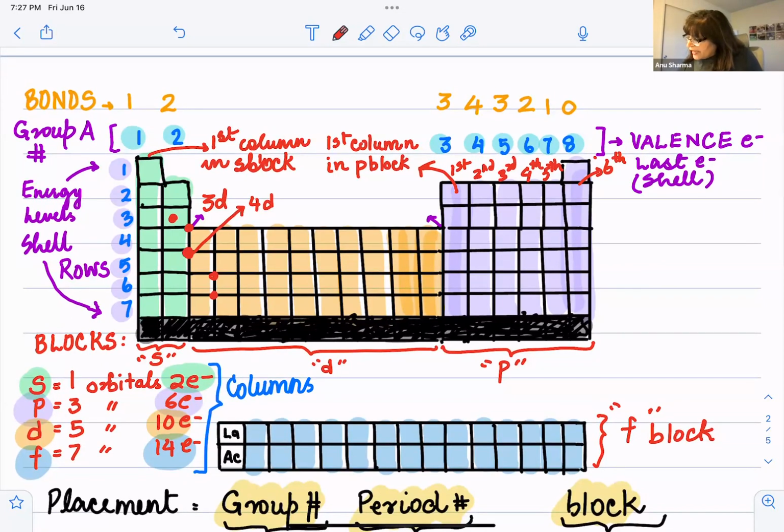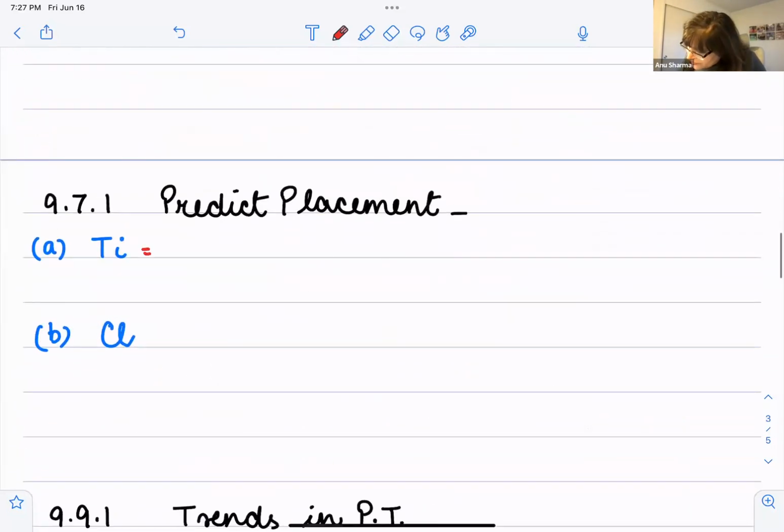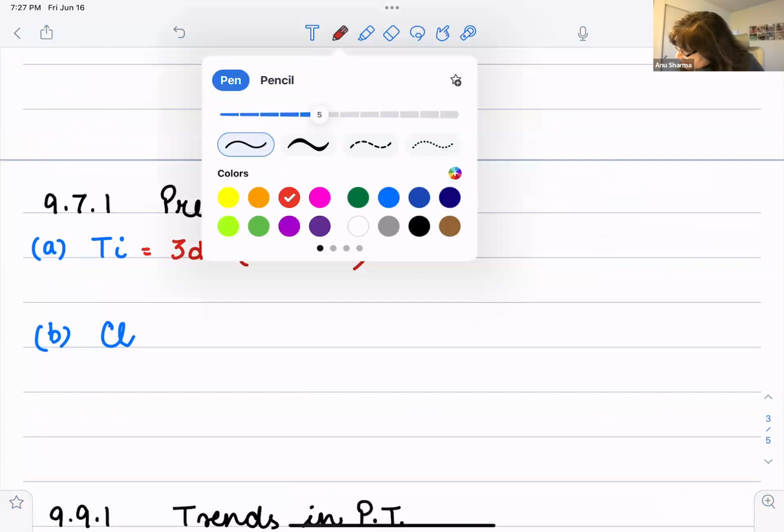So now let's look at titanium, over here where I made this round circle. It is going to be in 3D, but in the second column, so it is D2. So the answer to this is 3D2. This is where the absolute last electron is going to go. So let's do the electronic configuration now.